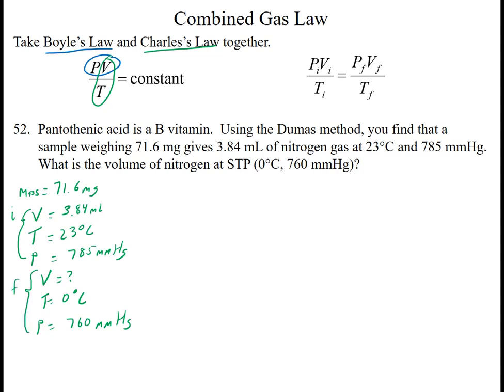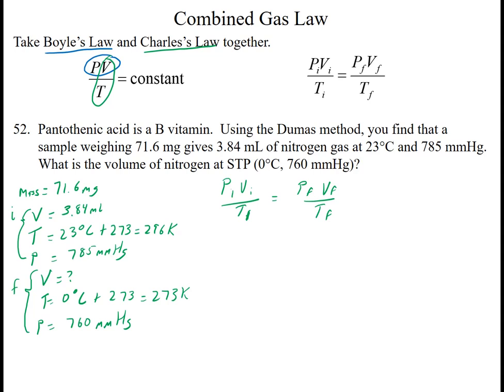And it doesn't matter mathematically if you label this F and that I. What does matter is that you have them grouped correctly. Okay? So I have PI VI over TI is PF VF over TF. My temperature, of course, has to be in Kelvin, so I have to add 273. That gives me 296 K. Add 273 to this one and get 273 K.